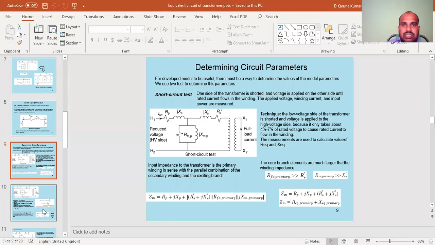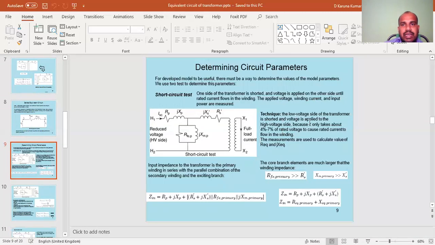The short circuit test means one side of the transformer is short circuited. The secondary side of the transformer is short circuited. Now the voltage is applied to the other side until the rated current flows through the winding. The applied voltage, the winding current and the input power are measured. You have to take the values of the applied voltage, the rated current and the power.